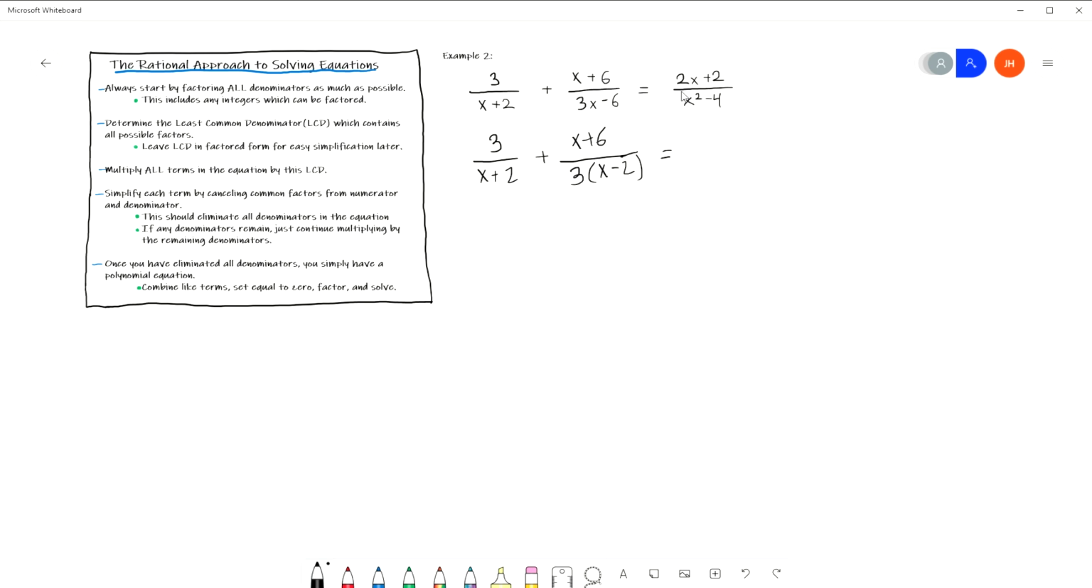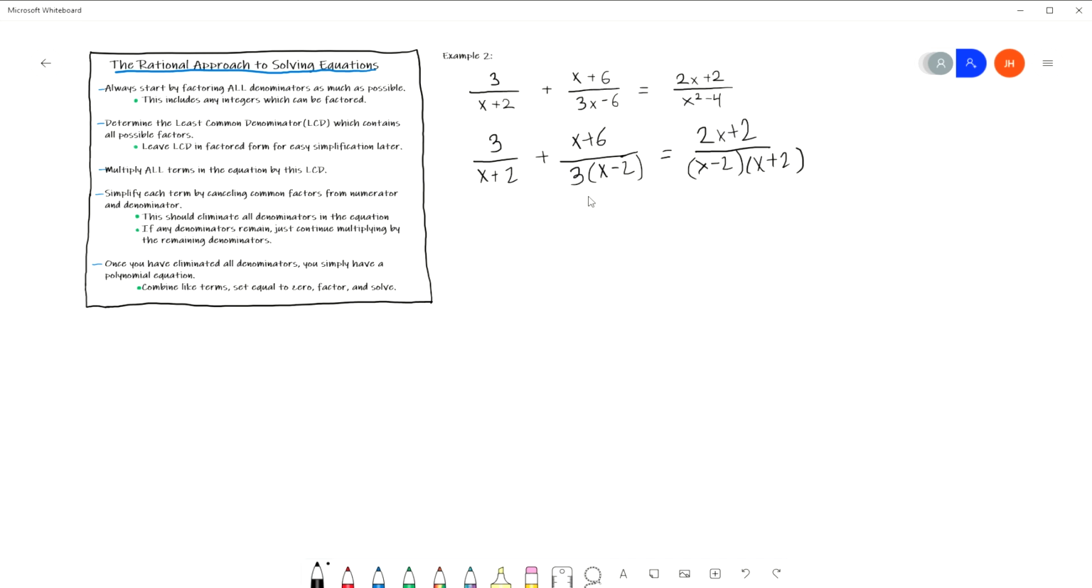And that's equal to 2x plus 2. You'll notice that I don't actually factor the numerator. That doesn't matter. I don't need to do that. It's just the denominator that we're factoring. And x squared minus 4 is going to be a difference of squares again. So that's going to be x minus 2 times x plus 2.